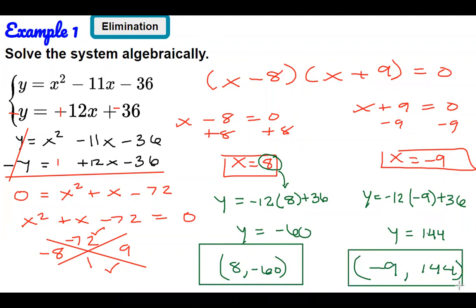So where do they intersect? They intersect at (8, -60) and (-9, 144). It would be very difficult to graph these quadratics, guys. Therefore, algebraically, or in this case, elimination works as well. We can also do substitution if you like. We have everything, we substitute it and then solve. All right, how do you guys feel about this one?